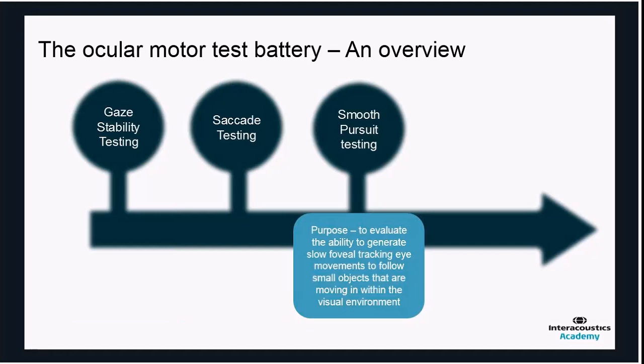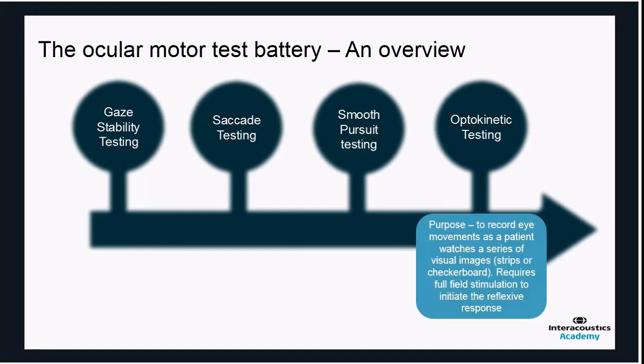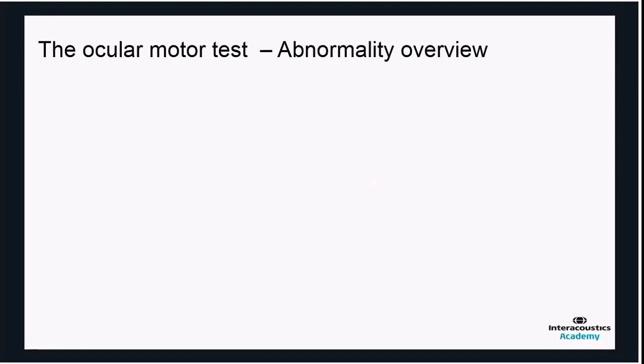And again, we've addressed that in terms of looking at these slow, foveal tracking eye movements to identify that very slight retinal slip of 1 to 2 degrees per second and repositioning the eye into the correct area of the retina to keep visual acuity present. And we've looked at optokinetic, and we've identified that it requires a full field stimulation to initiate this reflexive response in relation to these changes.